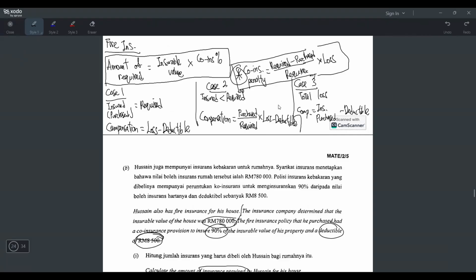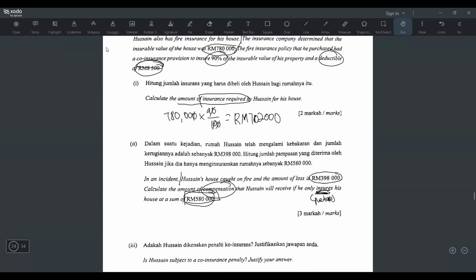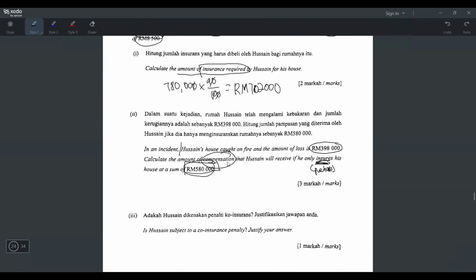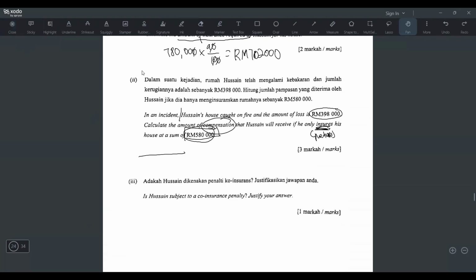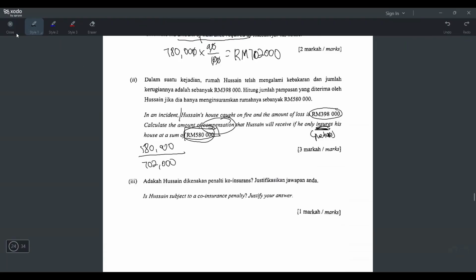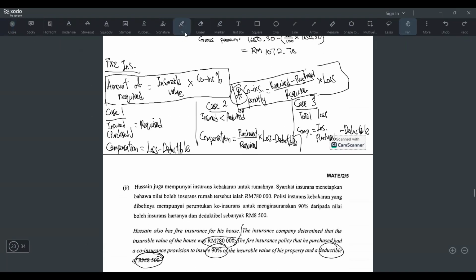If you want to find compensation, we have to use this. Insured less than required means the amount purchased is less than the amount you should have bought. So I will write down the formula now. For the compensation, the formula is the amount purchased divided by the amount required. The amount he insured, meaning purchased, is 580,000, divided by required. The required is 702,000.